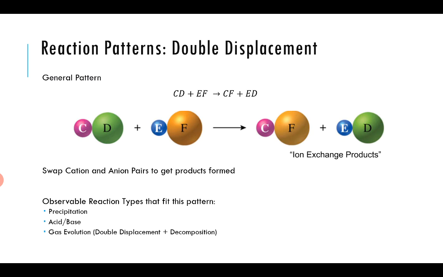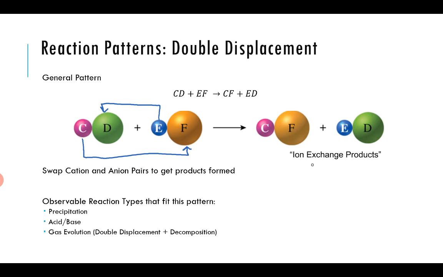Our last general pattern of chemical reactions is called a double displacement reaction. In a double displacement reaction, our cations and anions swap places. And so since our cations are always listed first, C will have to bond with F, and E will have to bond with D, so that our cations are forming new products.